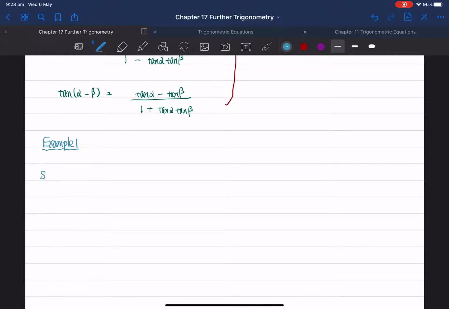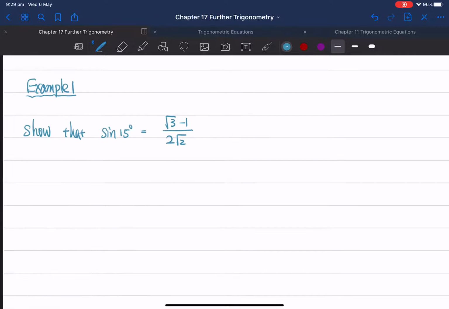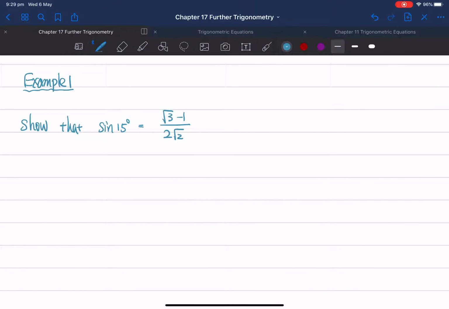So the first example is: show that sine 15 degrees is equal to square root of 3 minus 1 over 2 square root of 2. Now as you know, 15 degrees is not a special angle. And how do we show that? However, on the right hand side, you've got the exact solution. Your calculator is not going to give you square root of 3 minus 1 over 2 square root of 2. But using the compound angle formula, we can do this.